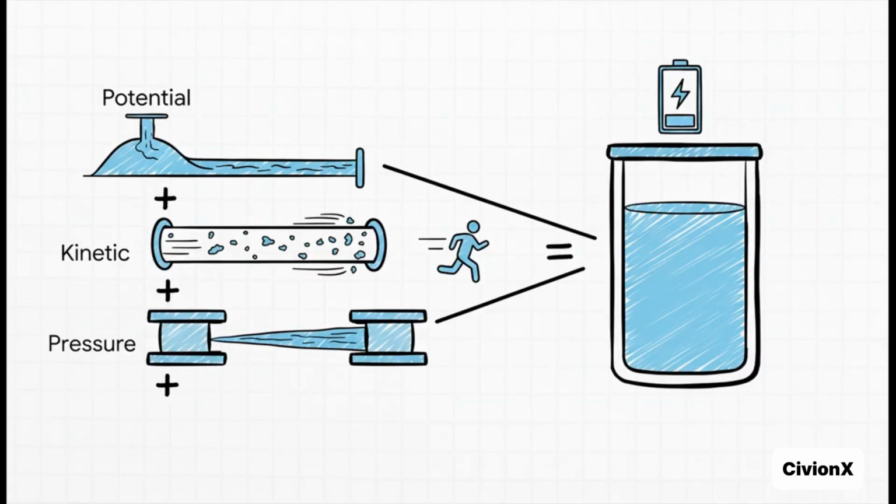The fluid's total energy, what we call the total energy head, is just the sum of these 3 parts. It's like an energy bank account with 3 subaccounts: potential, kinetic, and pressure. And here's the crucial part we're about to see. That total balance doesn't change.